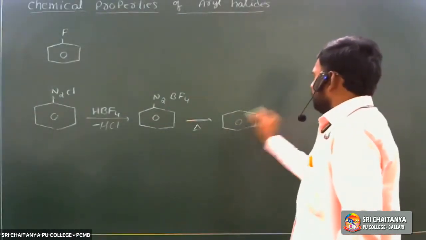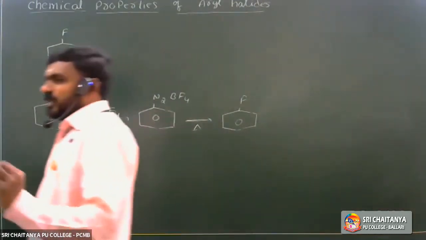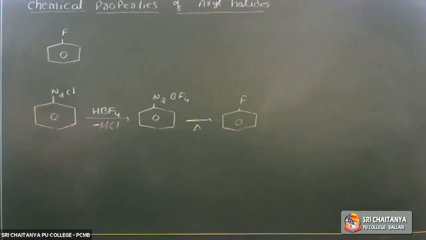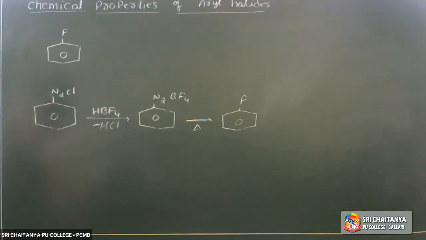Next to it is a fluorine, so it is called fluorobenzene. Fluorobenzene is also prepared from benzene diazonium chloride. Instead of HCl, cuprous chloride or copper powder, here we use HBF4, fluoroboric acid. When treated with HBF4, it forms an intermediate compound, which on heating gives fluorobenzene, C6H5F. Nitrogen gas is liberated.